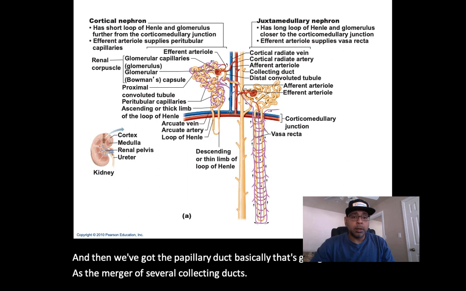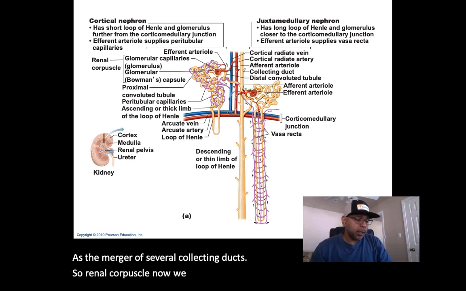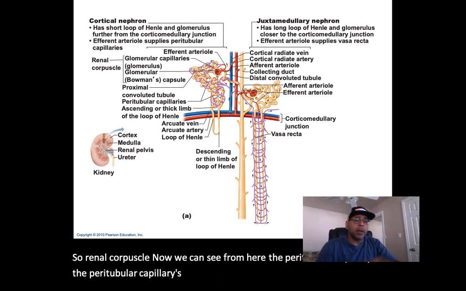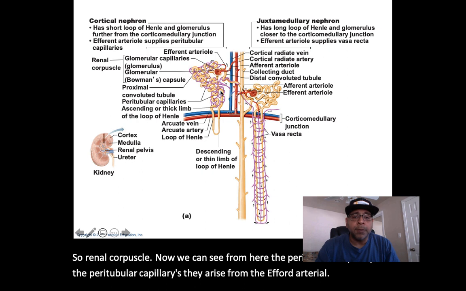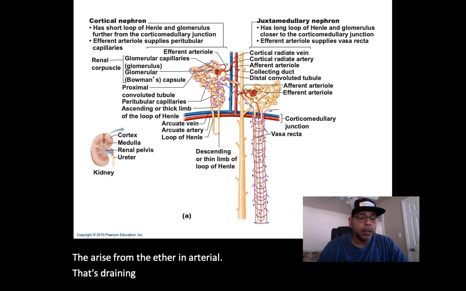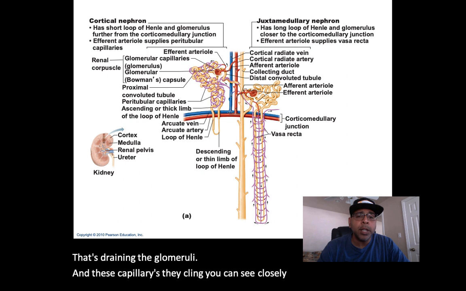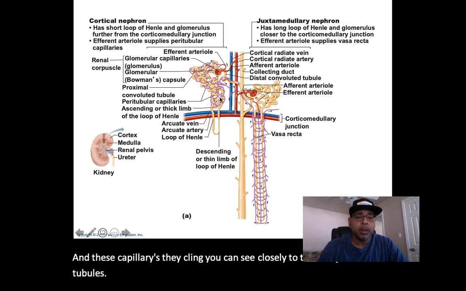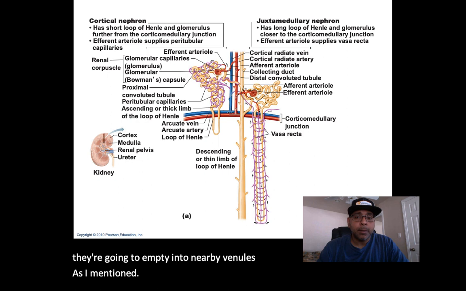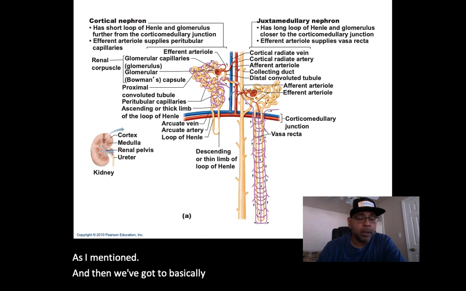So renal corpuscle. Now we can see from here the peritubular capillaries. The peritubular capillaries arise from the efferent arteriole, which is draining the glomeruli. And these capillaries, you can see, cling closely to these adjacent renal tubules. They're going to empty into nearby venules, as I mentioned. And then we've got basically the different segments there we talked about as well.